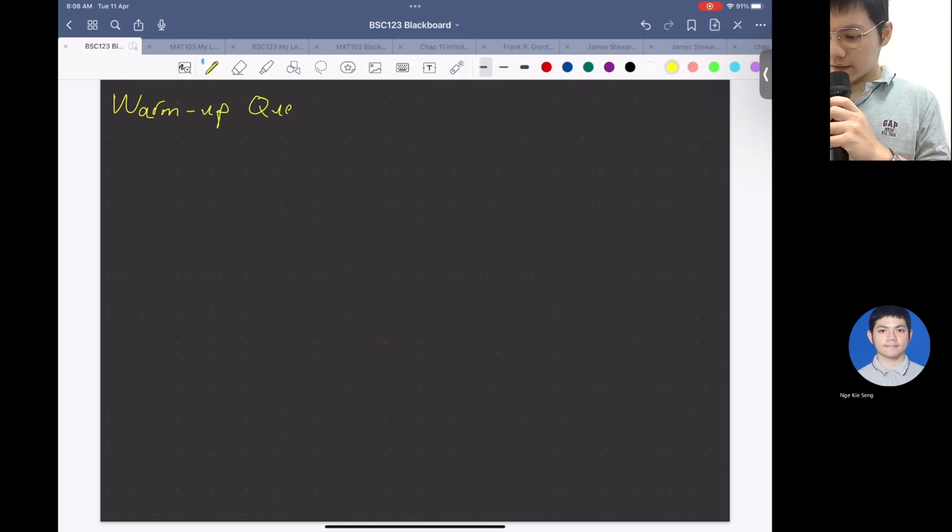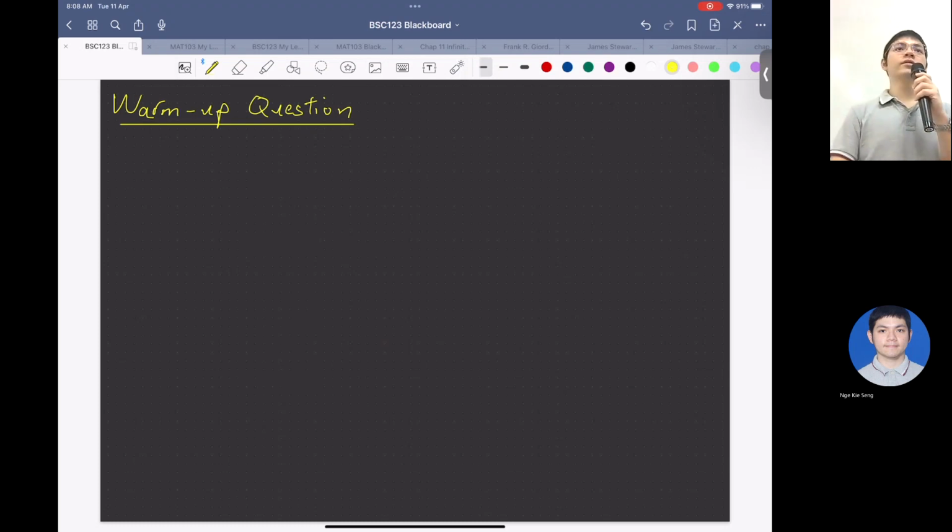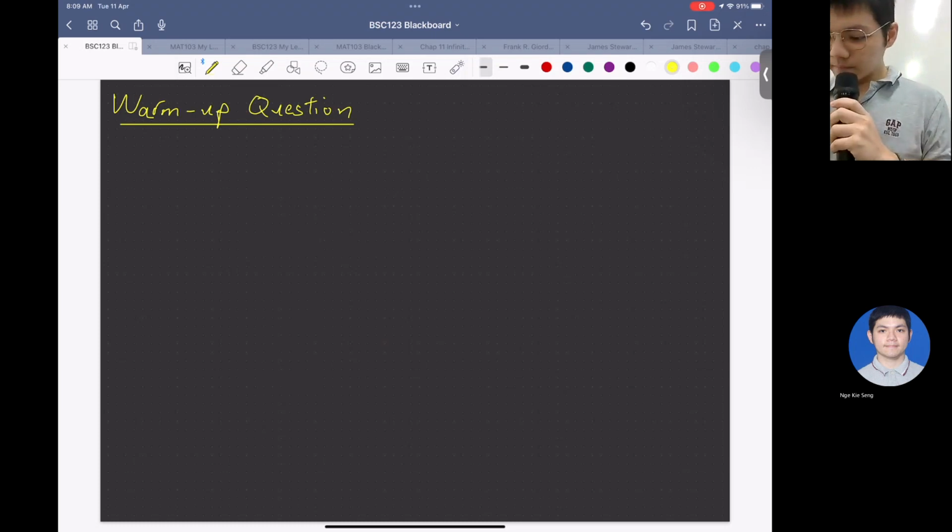I realized that sometimes it's hard to find the domain you need for integration to find the area. In particular, you want to find the intersection point. So what angle do you need to pick? For example, I won't give you a full area question yet.